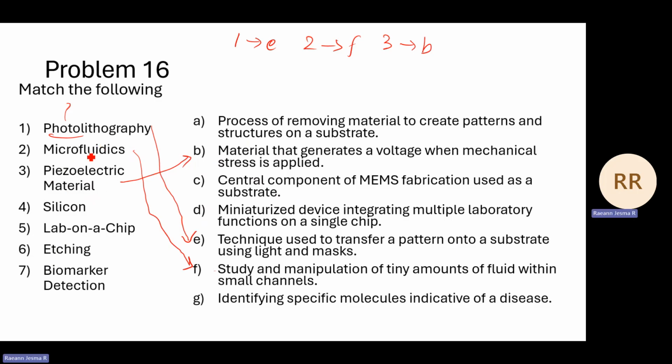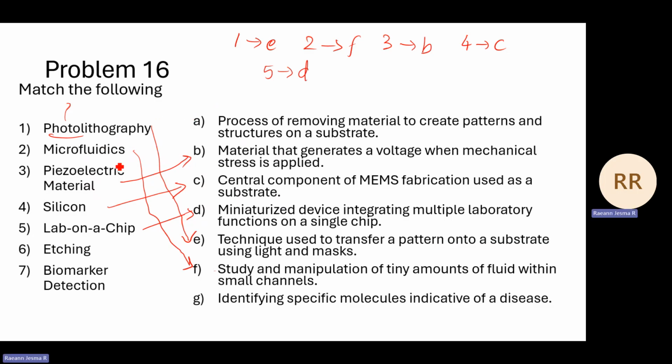So what is silicon? It is a central component of MEMS fabrication, used as the substrate. So 4 is option C. Next, a lab on chip is a miniaturized device which integrates multiple laboratory functions on a single chip. So 5 is option D.